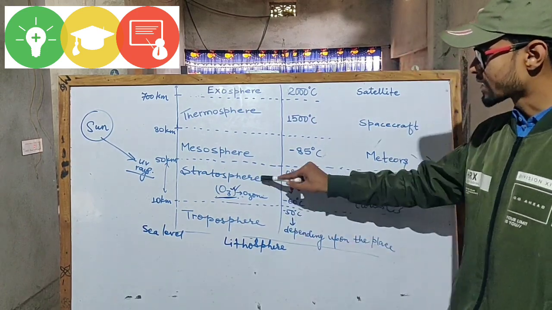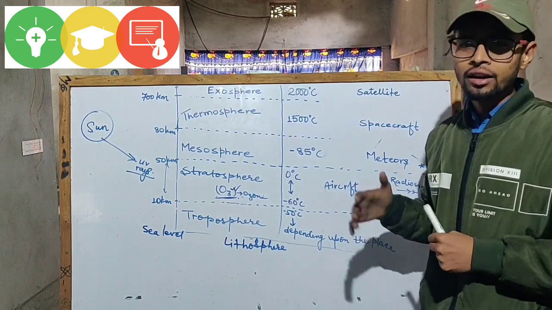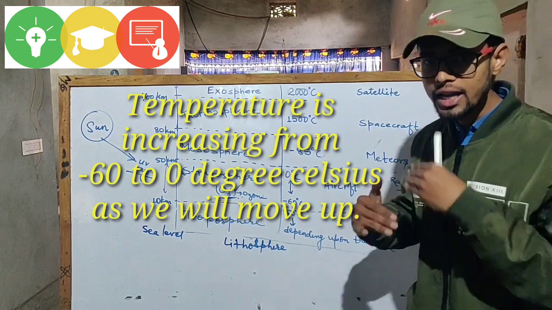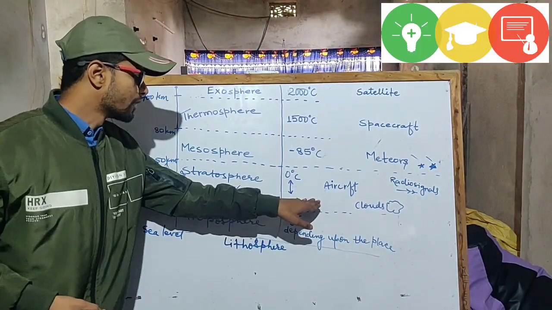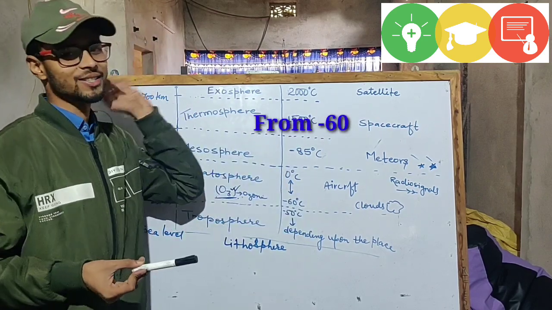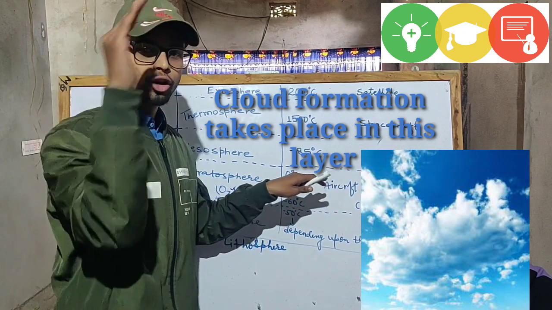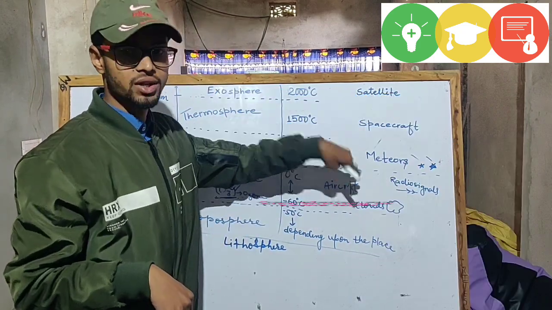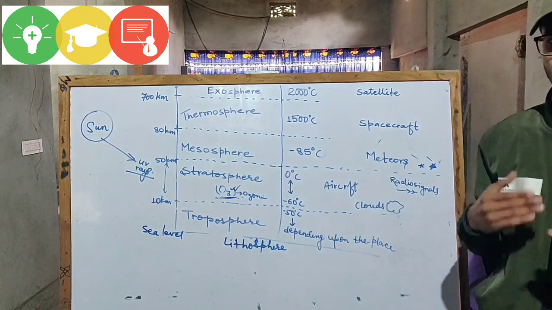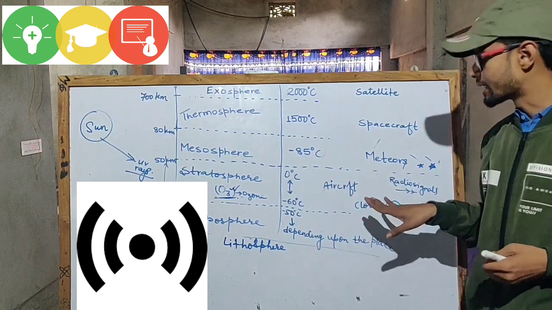Next, we have the stratosphere, ranging from 10 to 50 kilometer, and the temperature is increasing in this layer. At the start of the stratosphere the temperature is very low, but as you move upward, the temperature increases from minus 60 degrees Celsius to 0 degrees Celsius, and clouds form here. Aircraft, the aeroplanes running above the clouds, are also present in this layer; they do not move above 50 kilometer because it may cause danger. And radio signals, through which we communicate with each other through mobile phones and all, pass through this layer only, the stratosphere.